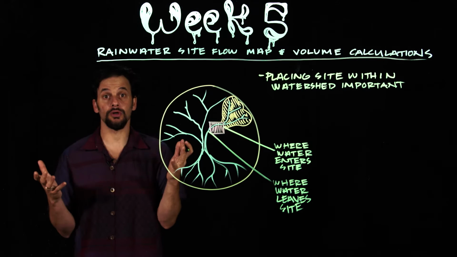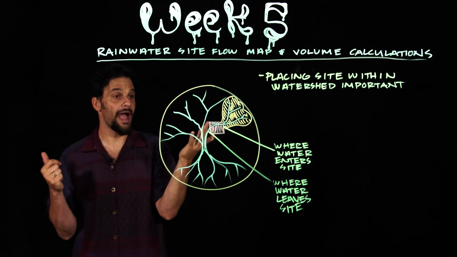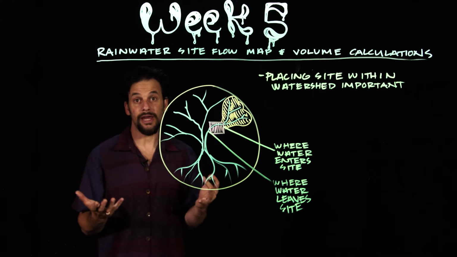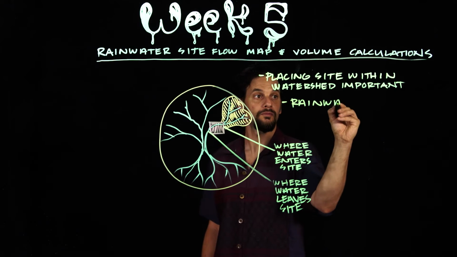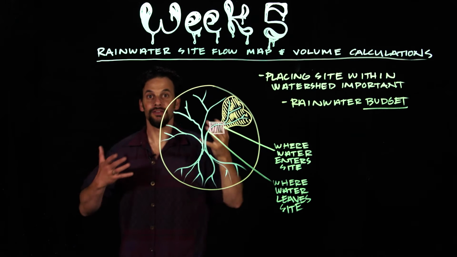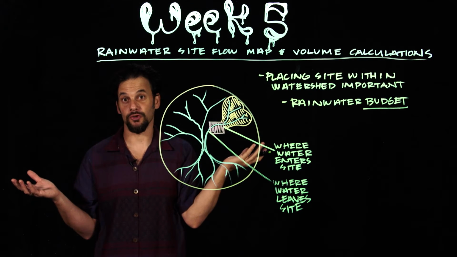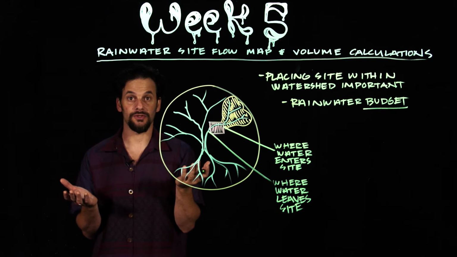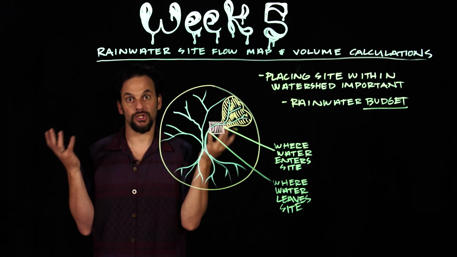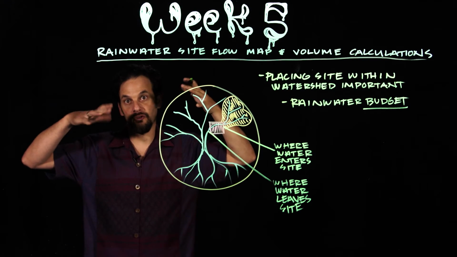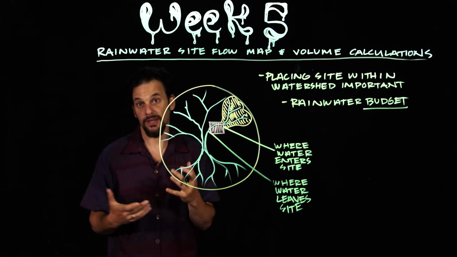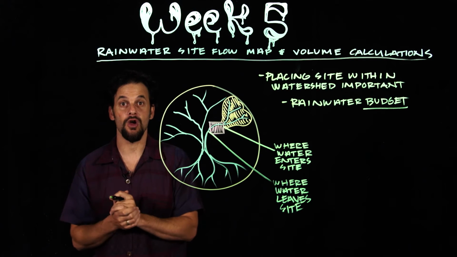So when you're doing your site flow map, you're going to do your volume calculations, and you're going to create a rainwater budget. Your rainwater budget is the amount of water that is falling, especially on impermeable surfaces. We're asking you to map the impermeable surfaces because that's water that's falling and has practically 100% runoff. Pretty much all the water falling on a roof or a concrete surface or some sort of hardscape is running off.